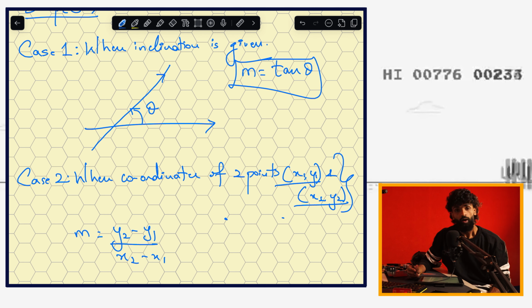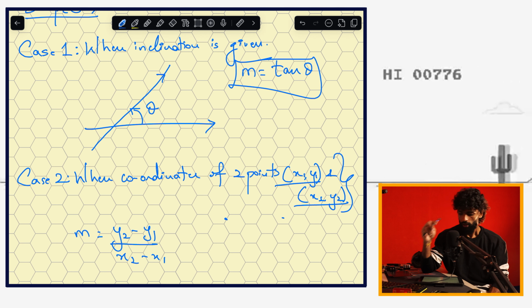Things to keep in mind: y2 minus y1 will always come on top. It's always called the difference of the ordinates by difference of the abscissa. Abscissa, ordinates, rings a bell. Somewhere in your lower grades you would have learnt it. X coordinate, y coordinate also have different names. So we'll keep this in mind. So two forms for slopes.